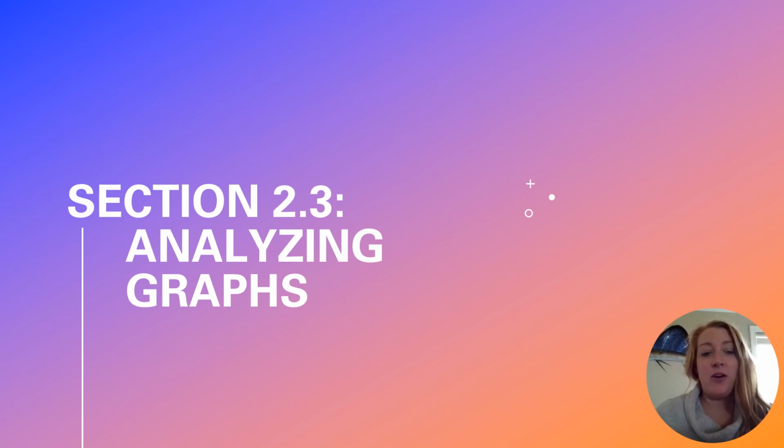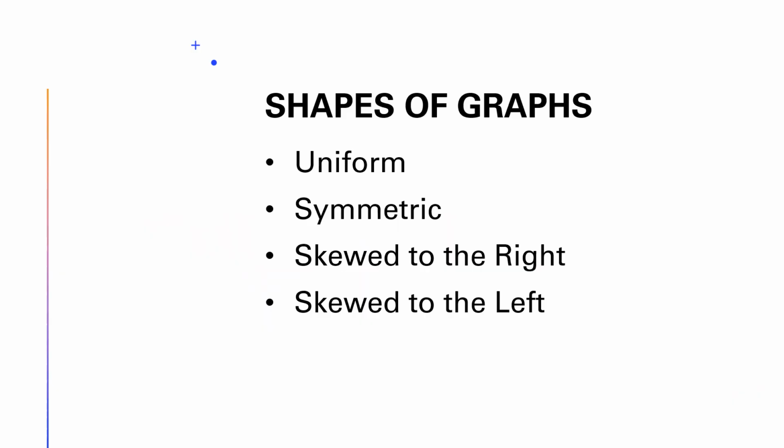In today's video, we are looking at section 2.3, which is called Analyzing Graphs. So we will just be looking at different types of common histogram shapes that you might see, what those histogram shapes are called, and then what that tells us about the data set. So let's get started. There are lots of different options for the shapes that a histogram can take on, but the ones that we're going to be studying in this class are called uniform, symmetric, skewed to the right, and skewed to the left. So let's take a closer look at each one.